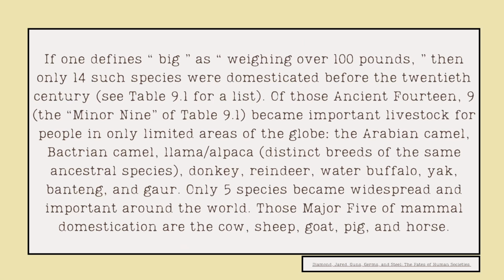If one defines big as weighing over 100 pounds, then only 14 such species were domesticated before the 20th century. Of those ancient 14, 9, the minor 9, became important livestock for people in only limited areas of the globe: the Arabian camel, the Bactrian camel, llama, alpaca, distinct breeds of the same ancestral species, donkey, reindeer, water buffalo, yak, banteng, gayal, and gaur. Only 5 species became widespread and important around the world. Those major 5 mammal domestications are the cow, sheep, goat, pig, and horse.